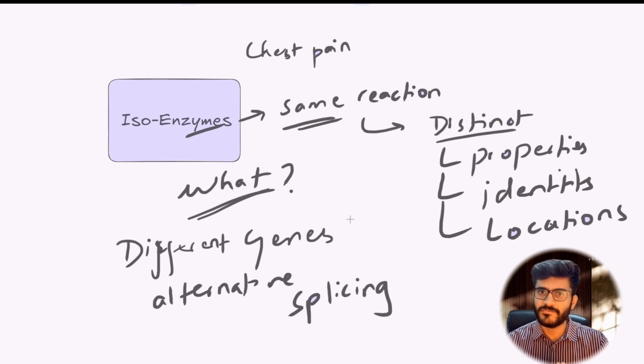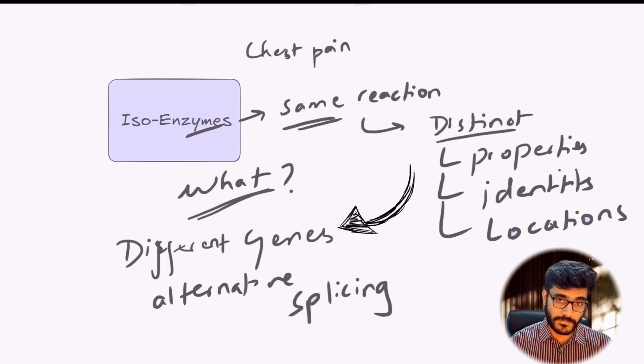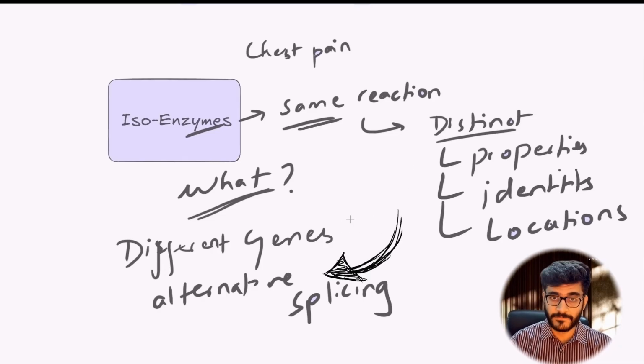They are basically different molecular forms of an enzyme that catalyze the same reaction. But here's the kicker. They differ in their primary, secondary, tertiary, and even quaternary structures, along with kinetic properties like Km and Vmax, regulatory mechanisms, and even tissue distribution. Think of them like different models of the same car brand, like a Maruti Swift, a Dzire, a Brezza. All are Marutis, all get you from A to B. But they have different engines, different features, and are optimized for different uses or terrains. Even our isoenzymes are encoded by different genes or arise from alternative splicing of a single gene.